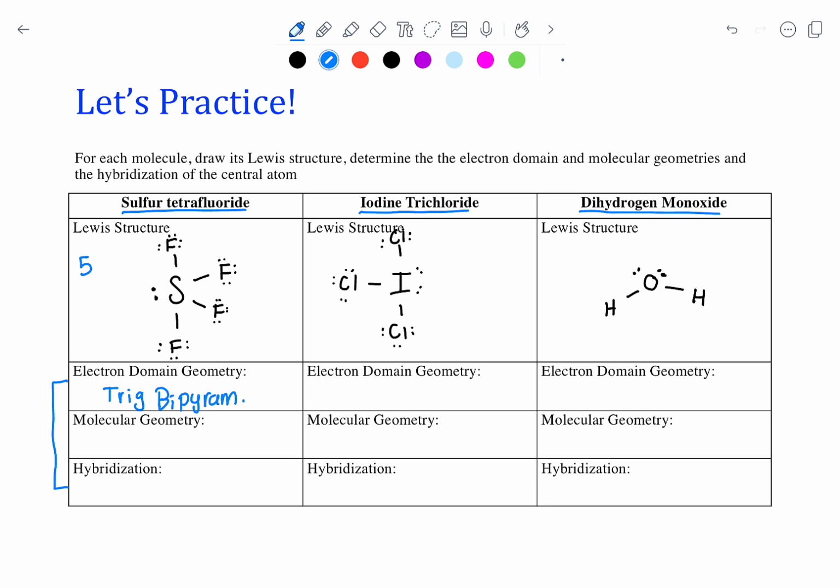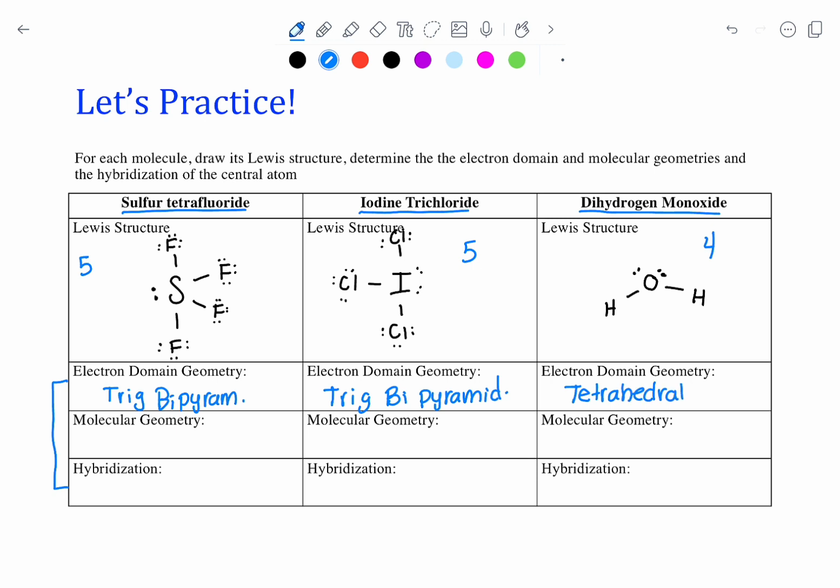Iodine trichloride also has 5 electron domains. That would also be a trigonal bipyramidal. Just because they have different numbers of lone pairs does not mean that their electron domain geometry is any different, because a lone pair and a bonded pair are both considered electron domains. Finally, we have dihydrogen monoxide, also known as water. Okay, so we have 4 electron domains on water, so that would be tetrahedral.